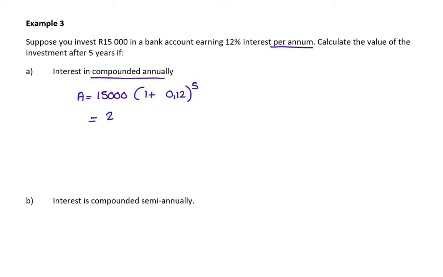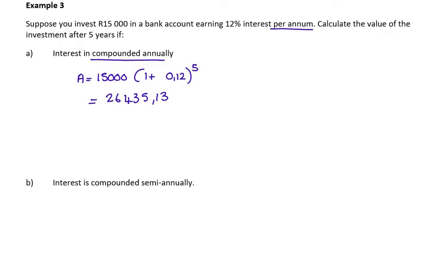So you were getting that 12% once off every year. So I got 26,435 Rand and 13 cents. What happens if interest is compounded semi-annually? Now semi-annually means twice a year.